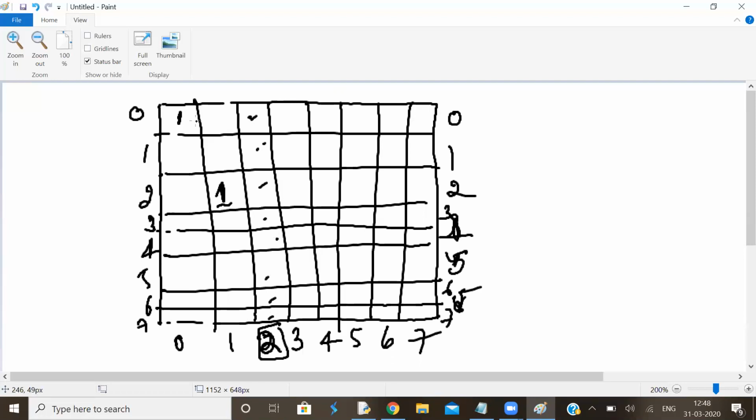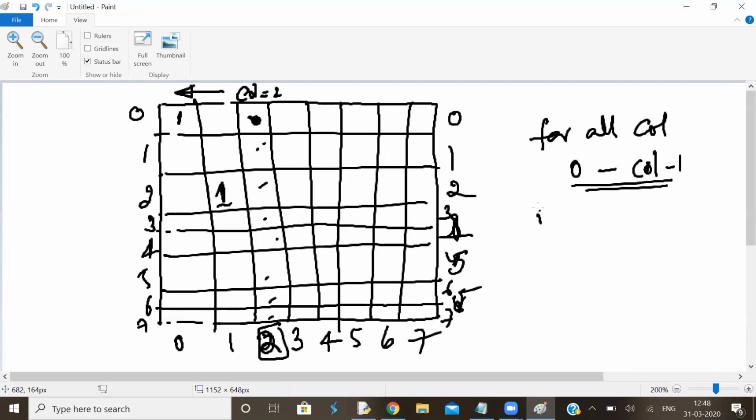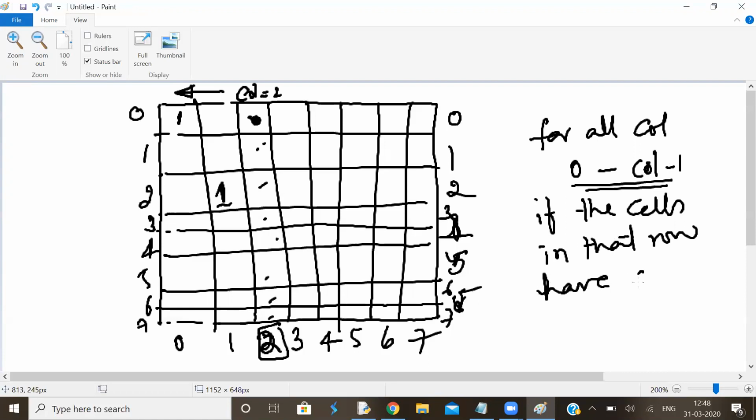So I check all the cells before this column whether they have 1 or not. This is the column under consideration. Column number is 2. So for all columns from 0 to column minus 1, if the cells in that row have 1 already, then the answer is negative. You cannot place it. Okay. Next.